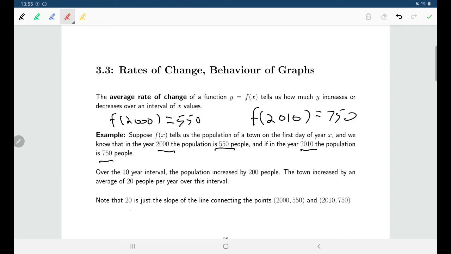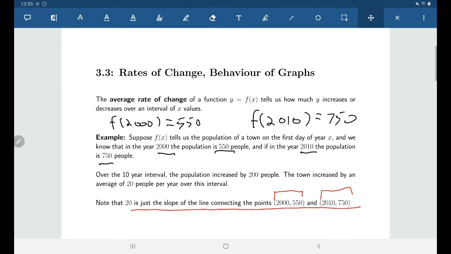So really, when we're looking for the average rate of change from 2000 to 2010, all we're really doing is looking at the slope connecting the points on our graph where x is 2000 and x is 2010. So the moral of the story here is if we're looking for an average rate of change, essentially all we're doing is looking for a slope.